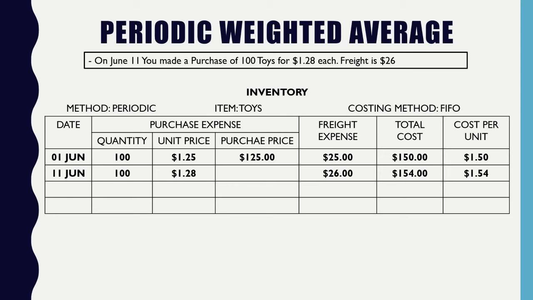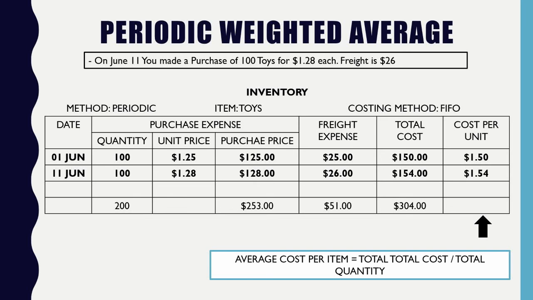When we reach the end of the accounting period, right, when we're on June 15 and we're about to solve for our cost of goods sold, we need to determine the total numbers first. So in this case, we have a total of 200 toys at $253 plus $51 of freight, giving us a grand total of $304.